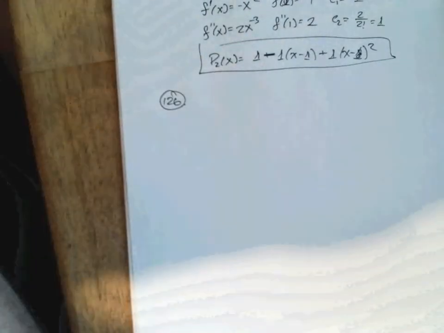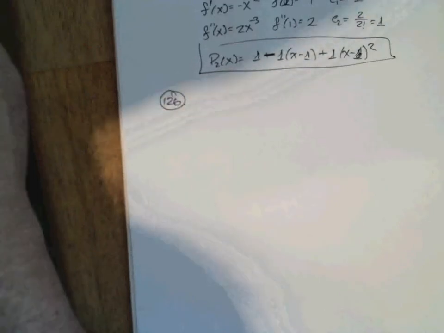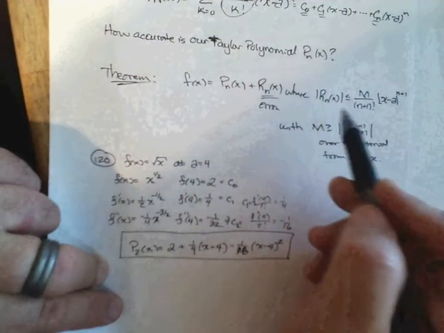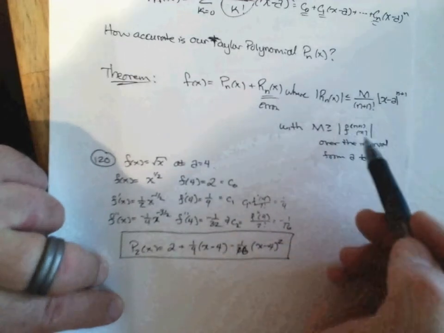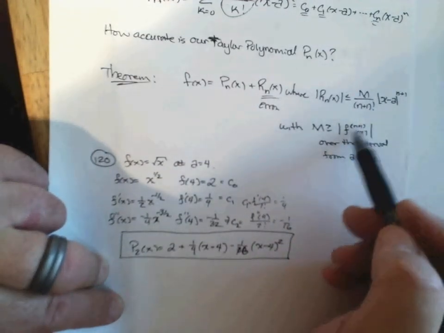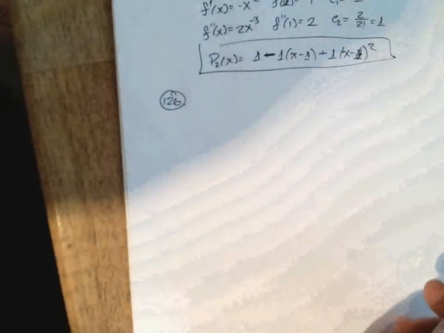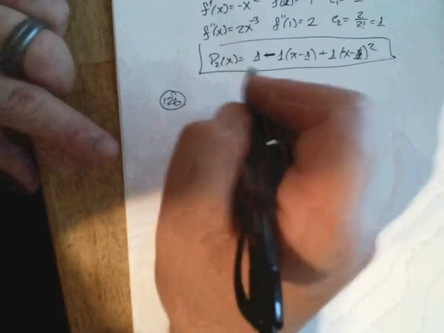All right, let's try 126. In 126, we get to start talking a little bit about the error. And that's where we're referring again back to this idea of the remainder term being bounded by this quantity here, where m is defined by the maximum value the n plus 1 derivative can achieve. Okay?